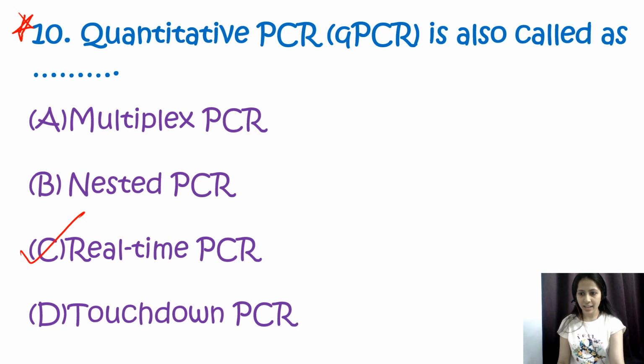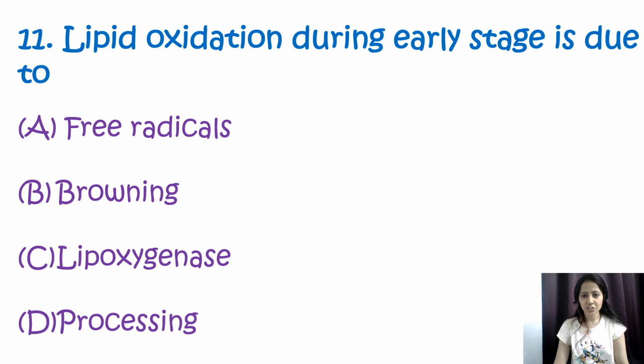Next, question number 11. Lipid oxidation during early stage is due to, so options are free radicals, browning, lipoxygenase or processing. So over here my correct option is A, that is free radicals. Lipid oxidation is initiated by the presence of free radicals, which are highly reactive molecules that contain unpaired electrons.